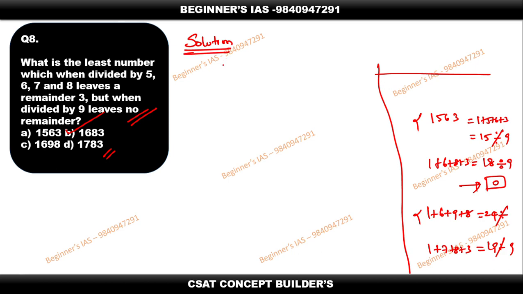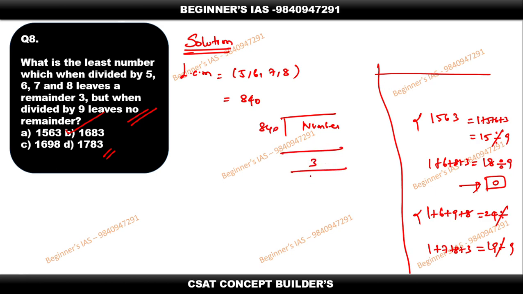Listen carefully. First of all, take the LCM of the given numbers 5, 6, 7, 8. So what would be the LCM? LCM is going to be 840. After finding this, what will be the number? I don't know that number, just take that number. When it is divided by 840, it leaves the remainder 3. So first of all identify this. I don't know the quotient.